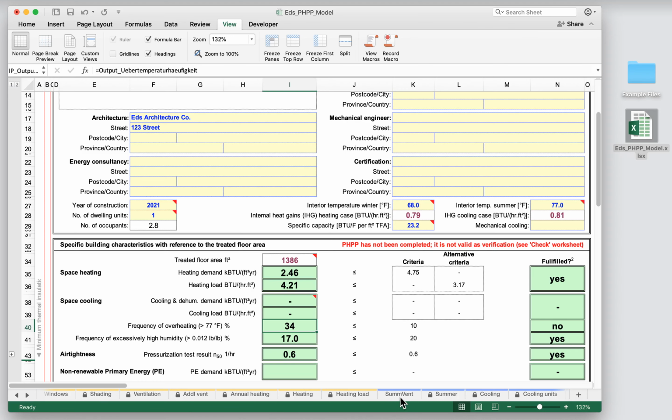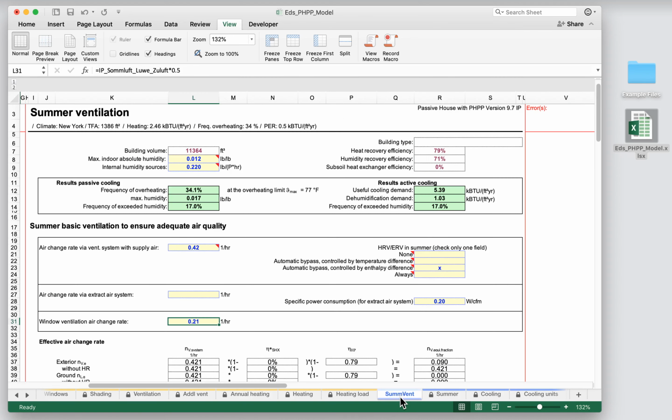So we have a whole worksheet here dedicated to summer ventilation. We have already looked at this worksheet a little bit when we were setting up the basic ventilation for our summertime strategy. Remember, we want to turn on the ERV by making sure that we enter a value here, and then we want to put in a nominal amount of window ventilation that gets us up to that 150% threshold.